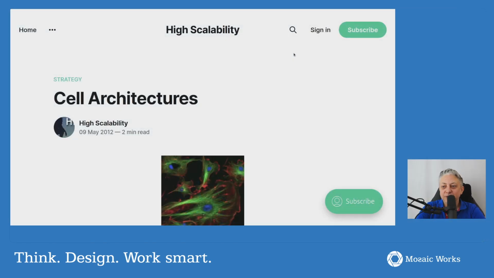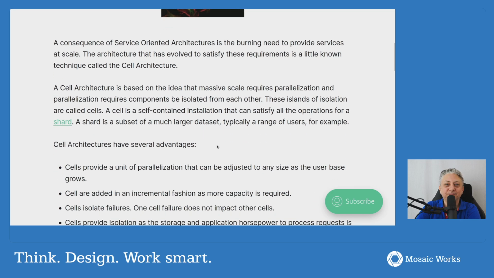So let's start by looking at an older article, which is 9 May 2012, Cell Architectures. This was published on highscalability.com. And it describes, as you can see, it's 9 May 2012, we are in 2025, so it's 13 years old. This was probably older because usually by the time articles are published, these things exist in practice, so it's obviously an older architecture. So we could say it's probably around 15 years old.